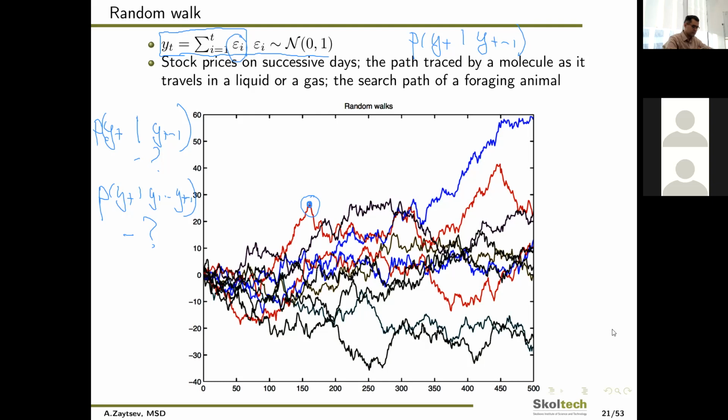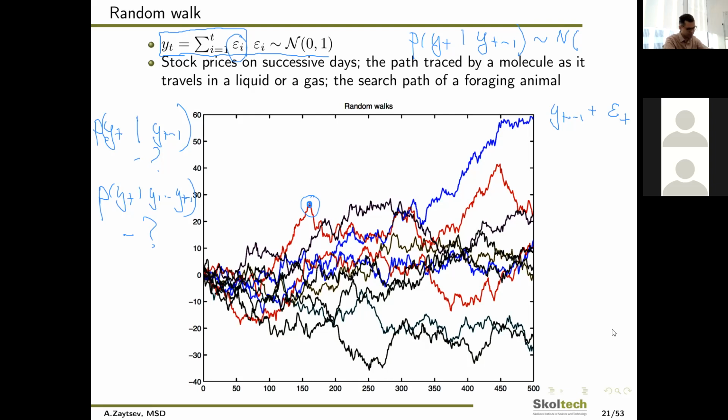Yt minus 1 plus epsilon t. Okay, so this would be a distribution like that. From what family would this distribution be? Normal distribution. Okay. So what would the mean value of this distribution be? Zero. Are you sure? No. Let's make another guess.